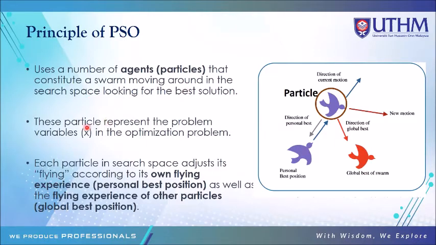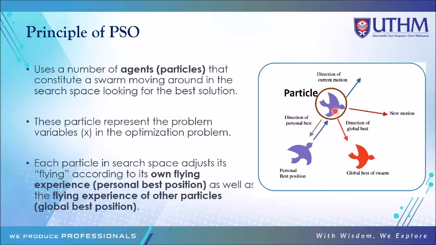Actually, these particles represent the problem variables. In a real optimization problem, the particle basically represents the problem variables, for example, power output. Each particle in the search space tries to adjust its flying. Let's say this is a bird, we call it a particle. They try to move from one position to another position.